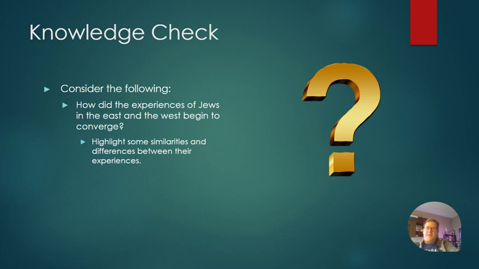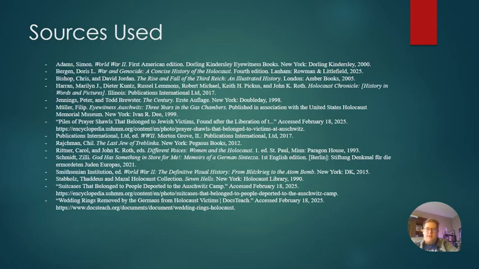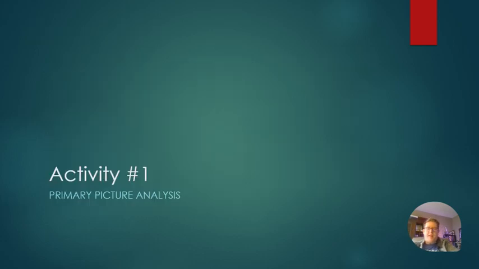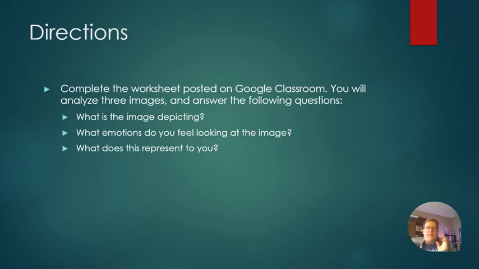But for the sake of the video, there's sources used. That should be a couple more slides down. But let's talk about activity number 1 first. So you're going to complete the worksheet posted on Google Classroom. You will analyze 3 separate primary images and answer the following questions. What is the image depicting? What emotion do you feel looking at the image? And what does this represent to you? The images you're going to analyze depict a pile of wedding rings at Buchenwald and prayer shawls and suitcases at Auschwitz, which we'll talk more about in the second video for today.